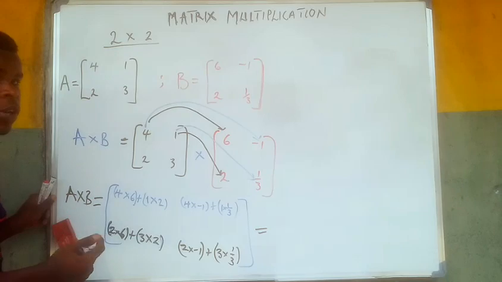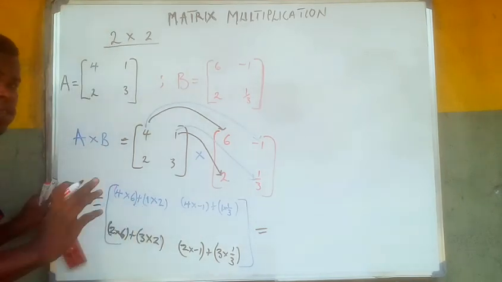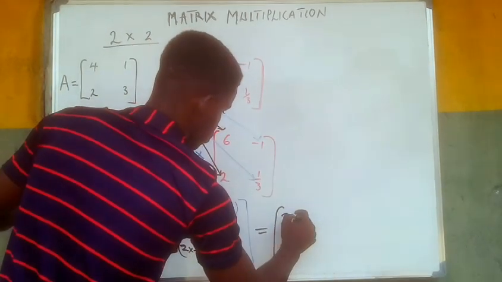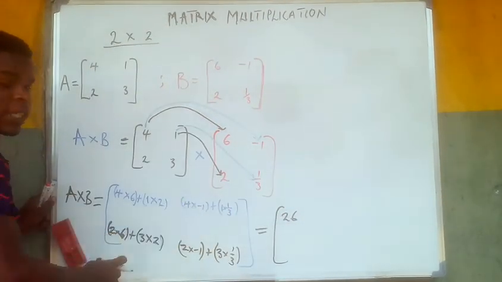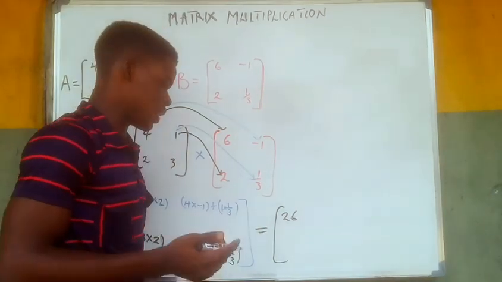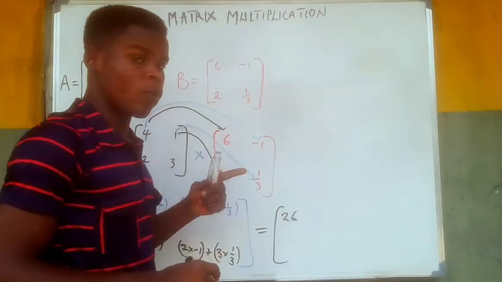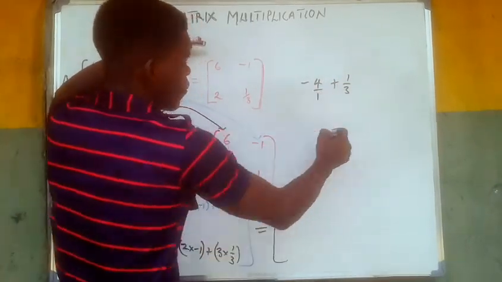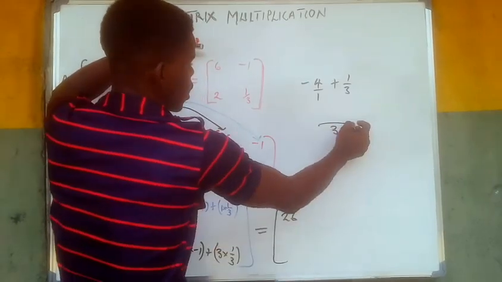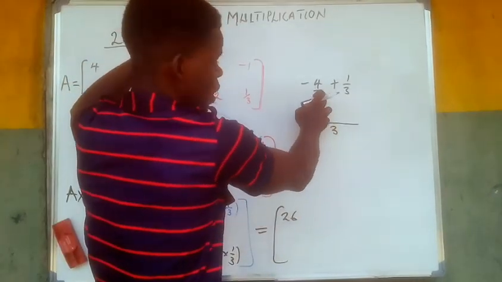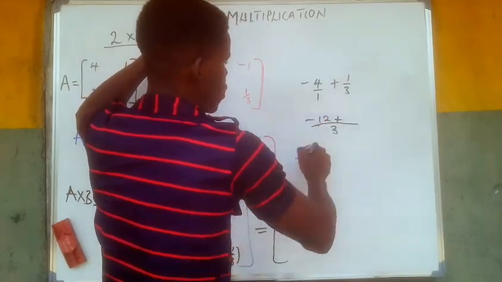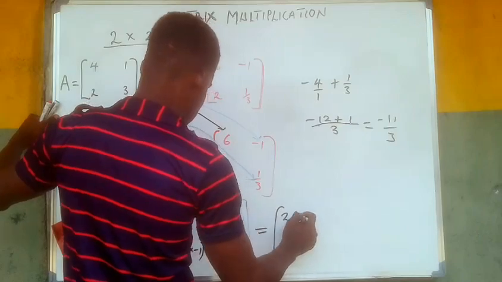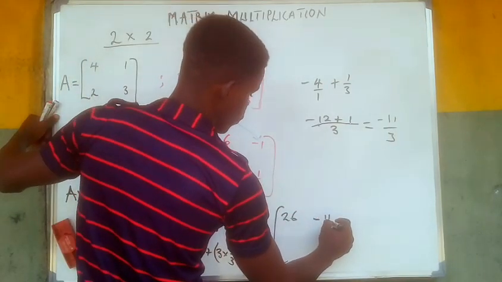We have 4 times 6 is what? We have 24, and 1 times 2 is just 2. So 24 plus 2 is 26. Okay, we go again. 4 times -1 is -4, and 1 times 1 by 3 is just 1 by 3. So negative 4 plus 1 by 3. So we're going to have right here negative 11 over 3.